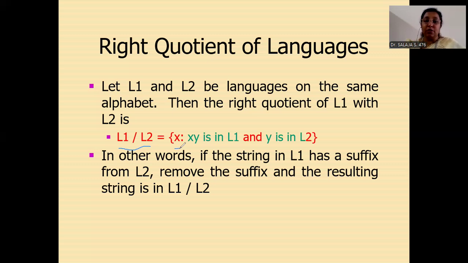And let us try to find the suffix Y of the string in L1 to be a part of a string in the language L2. Fine, that is how it is. So we define L1 slash L2 as the set of strings X such that XY is in L1 and Y is in L2.